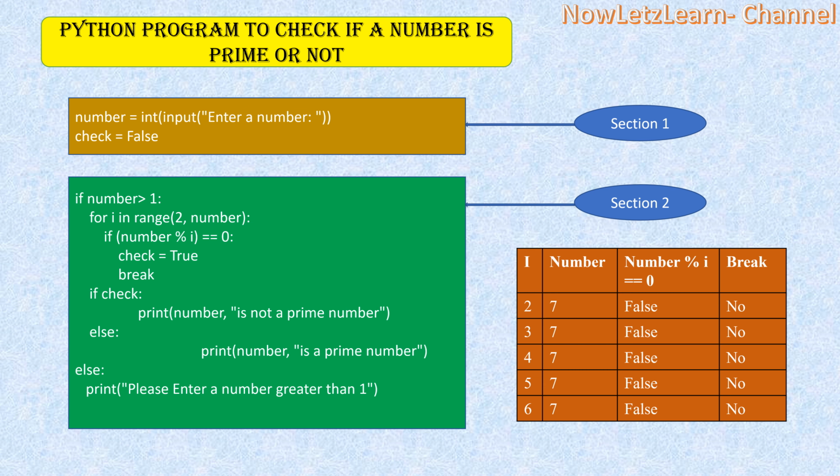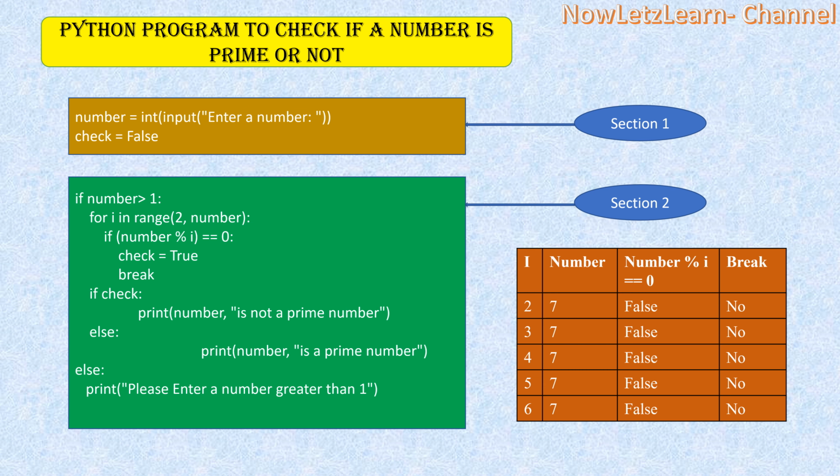Okay, now let's write a Python program to check if the given number is prime or not. Before we proceed further, I want to explain the modulus operator, which is like a percentage symbol. A modulus operator gives you the remainder as output. For example, 7 modulus 2 gives 1, because if you divide 7 by 2, you get a remainder of 1. That's what the modulus symbol does.